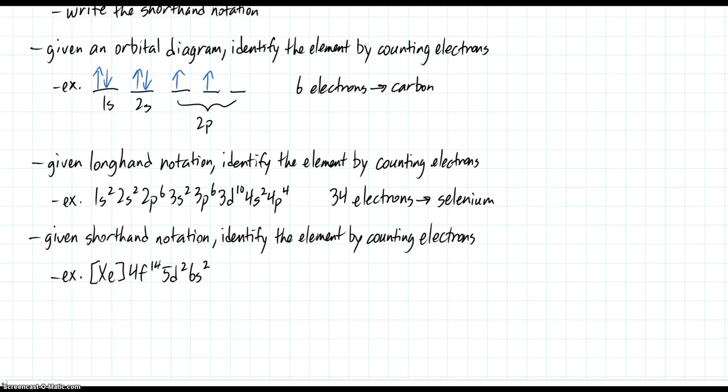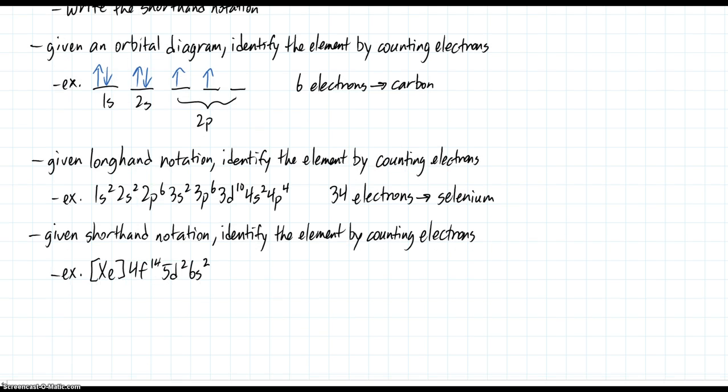And then finally, same idea from shorthand notation. The one extra piece of information we need there is we need to see how many electrons are in the noble gas that we start the shorthand notation with. If we look up xenon, we would see that xenon has 54 electrons. And so the total number of electrons indicated by this shorthand notation is 54 plus 14 plus 2 plus 2, which is 72 electrons, which we see from the periodic table is hafnium.